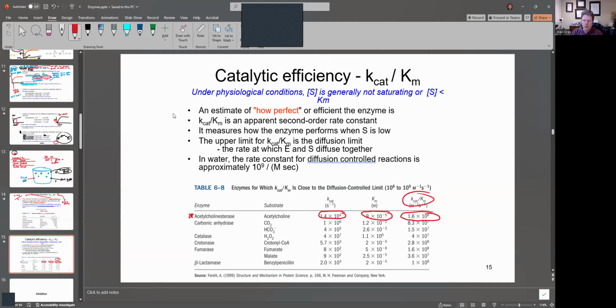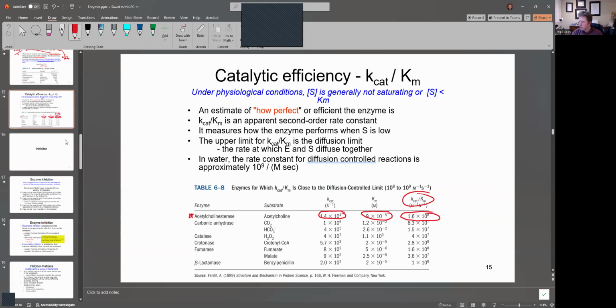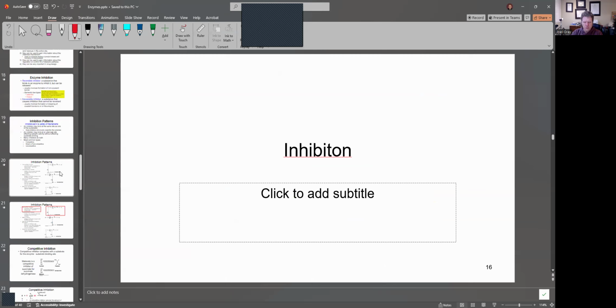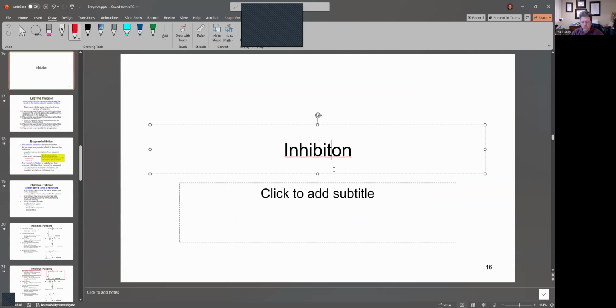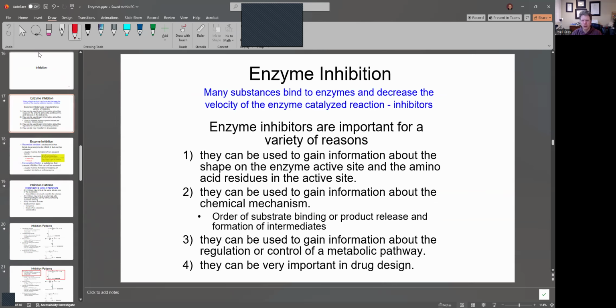Okay, so what we're going to do now is transition into inhibition. Now, when it comes to enzyme inhibition, sorry about that, typo. I'm going to show you the patterns of inhibition, and then we're going to call it a day. Many substances bind to enzymes and decrease the velocity of the enzyme catalyzed reaction.